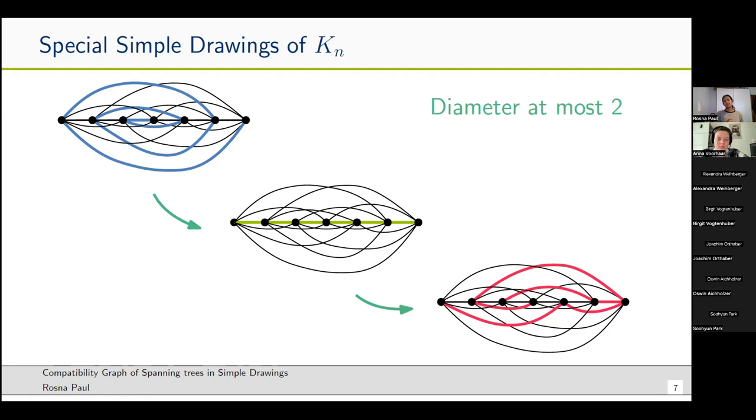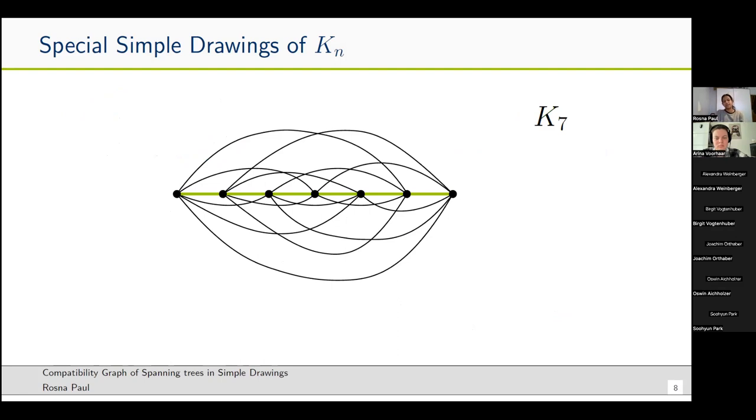So which classes of simple drawings have this property? Two-page book drawings, that is, a drawing in which the vertices are represented on a straight line, and the edges lie in either the upper half plane defined by this line or the lower half plane. So in two-page book drawings, such a special plane spanning tree exists. And in that case, we can say that the compatibility graph is always connected and it has diameter at most 2.